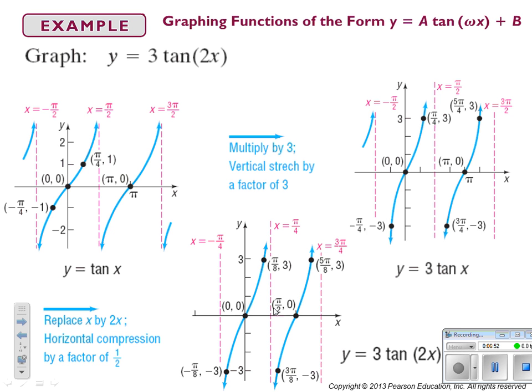It gets through your cycle twice as fast. So instead of having a period of pi, it's going to cycle through in a period of pi over 2. So this half is pi over 4, this half is pi over 4, so now my cycle happens twice as fast. So now instead of having pi over 2 and 3 pi over 2, we're going to have pi over 4, because I've multiplied it by 1/2, and 3 pi over 4.